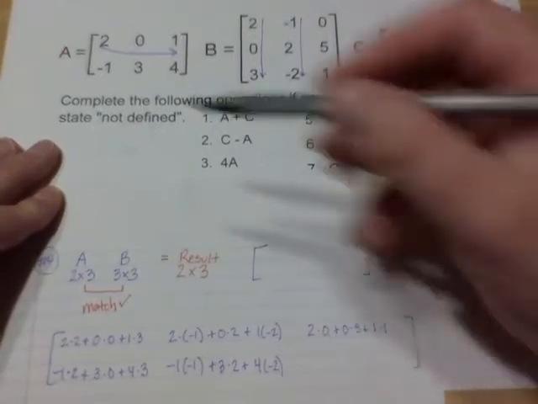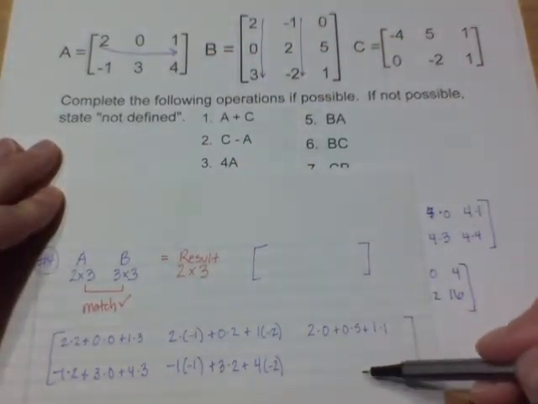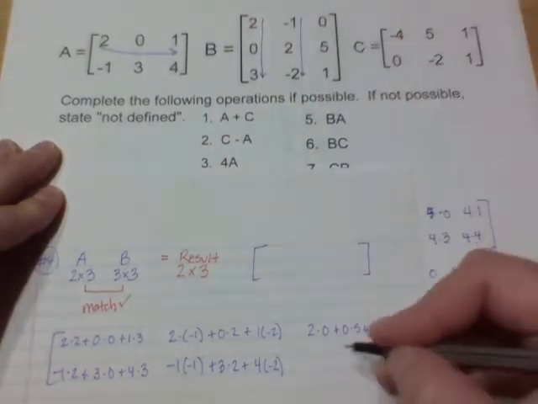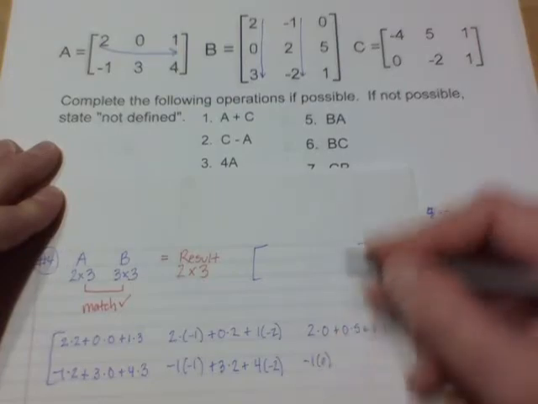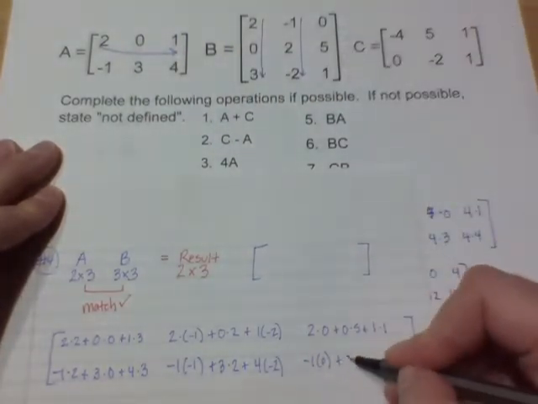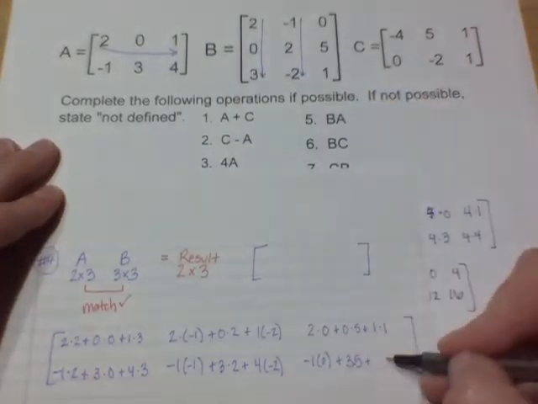All right, and then our last piece is again this row 2, because its placement is 2, 3. So we're going to multiply the second row and the third column. So -1 times 0, 3 times 5, and 4 times 1.